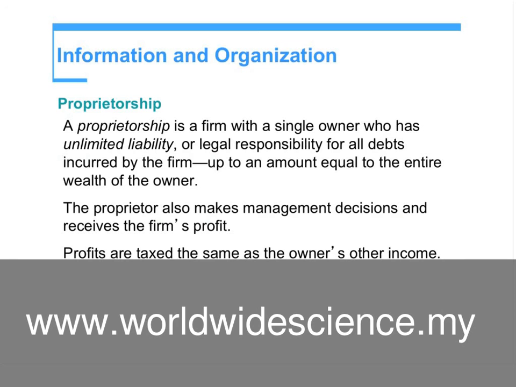Then partnership. When the firm has 2 or more owners who have unlimited liability, partners must agree on a management structure and how to divide up the profits. Profits from partnerships are taxed as a personal income of the owners. So this is also unlimited liability, the same as the proprietorship. But the only thing is there is more than one owner in this case. Each of them has unlimited liability.